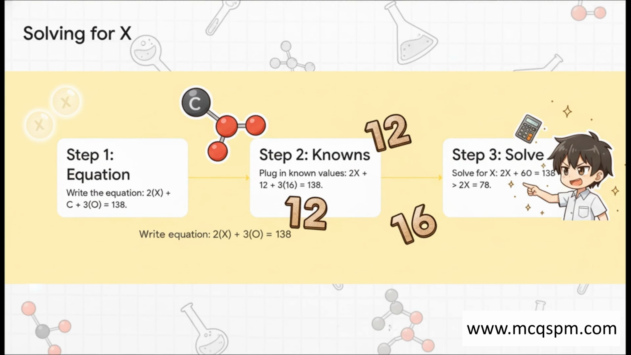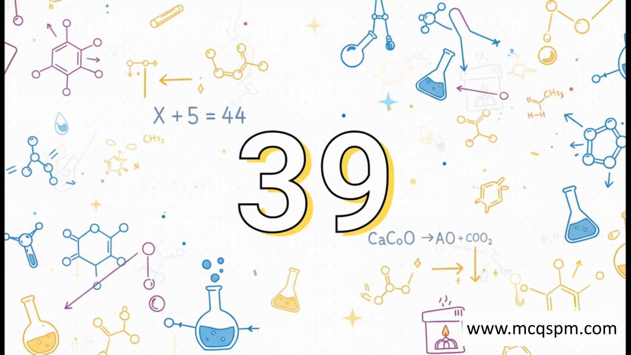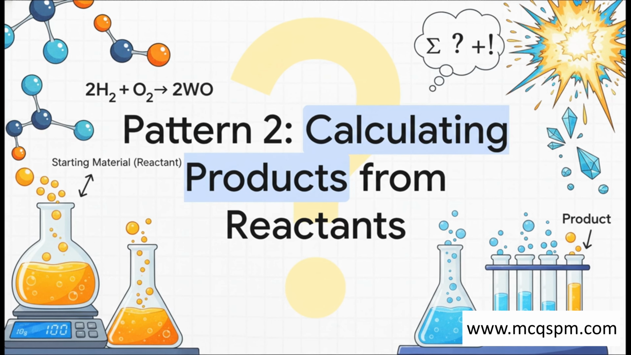So, how do we solve this thing? It's a simple 3-step recipe. First, turn that formula into a math equation. 2 X's plus 1 carbon plus 3 oxygens equals 138. Step 2, just plug in the numbers you already know for carbon and oxygen. And step 3, just do the math and solve for X. It's a clear, logical path every time. And boom, X equals 39. Done. See? Once you spot the pattern, the answer just falls right into place. The trick is just setting up that first equation correctly. All right, on to our second major pattern.